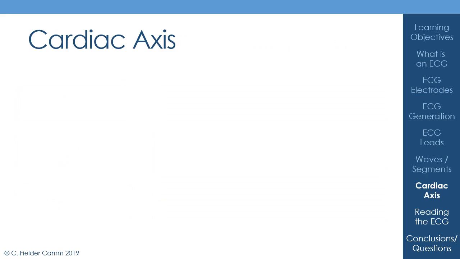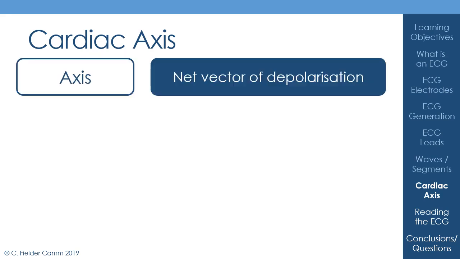So what is the cardiac axis? I think this is a concept that confuses a lot of people when they start learning about the ECG, and hopefully I'll be able to persuade you that it's something actually relatively simple. In general, when we're talking about the cardiac axis, what we mean is the net vector of depolarization, and that's really just the net direction in which the heart is depolarizing.